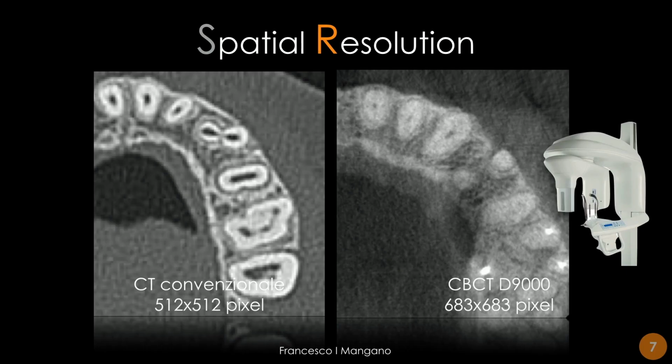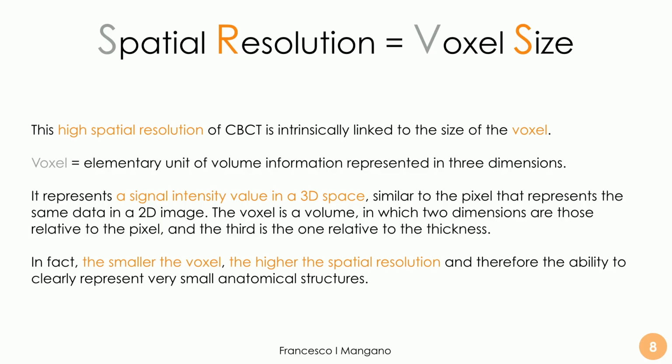And you can see this here. This is a very old picture from many years ago, and you understand immediately that we have a higher spatial resolution with cone beam computed tomography when compared to the conventional medical CT. So what is this spatial resolution? Basically it is the voxel size. So the high spatial resolution of cone beam computed tomography is linked to the size of the voxel.